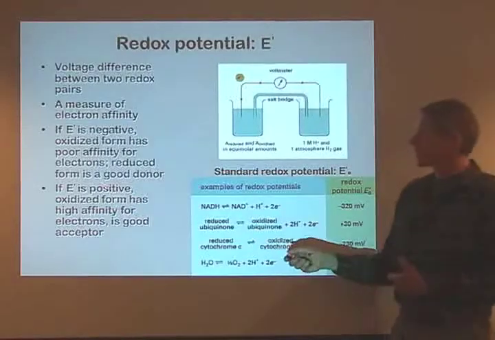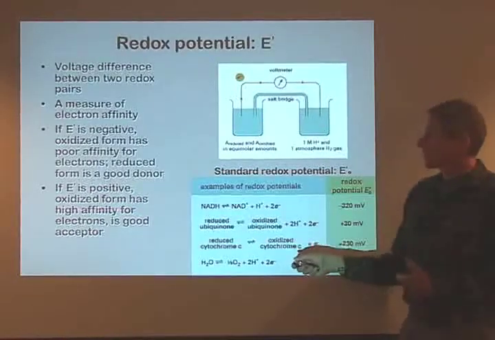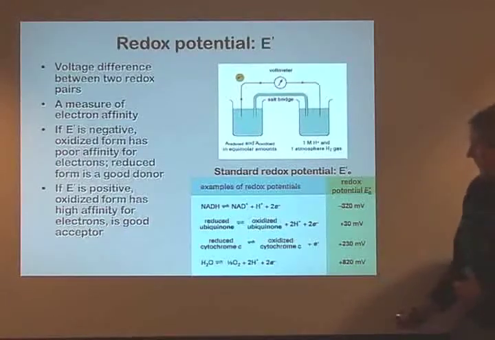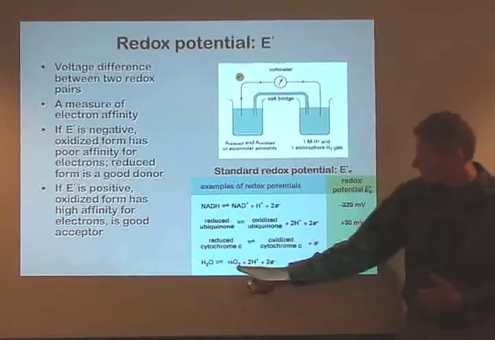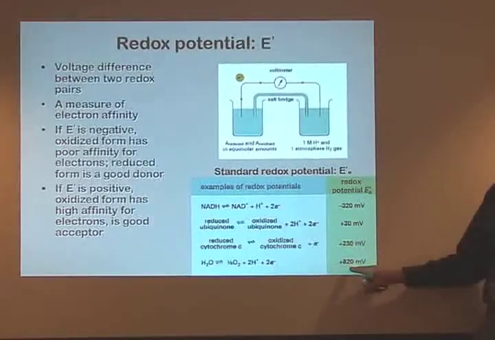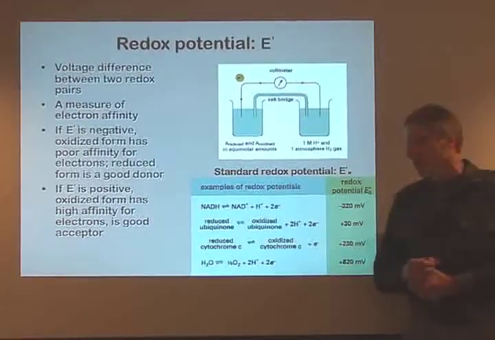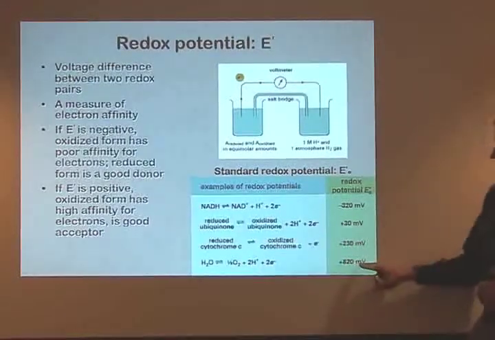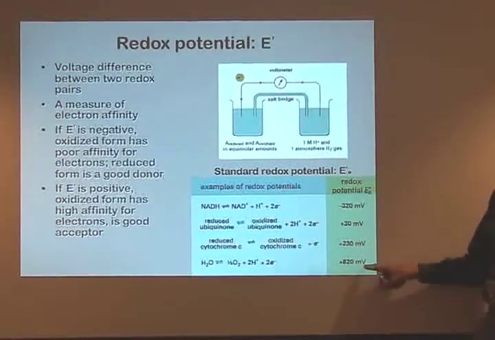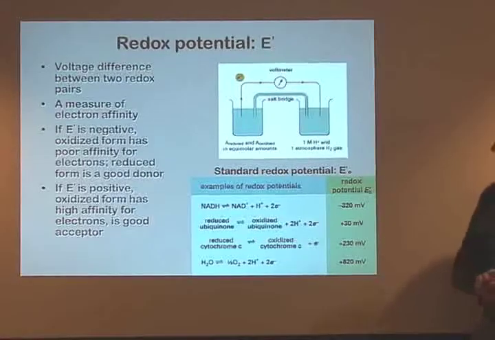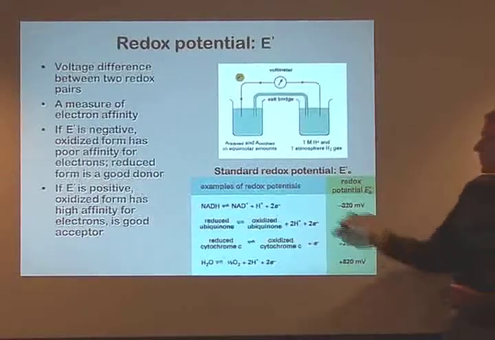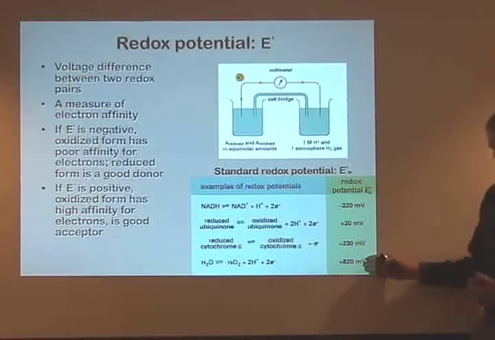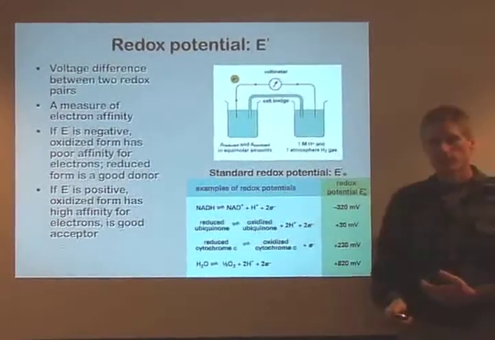If the redox potential is positive, the oxidized form has a high affinity for electrons, or it's a good acceptor. So oxygen is a really good acceptor. Oxygen is hungry for those electrons. So the redox potential for the formation of water from oxygen and hydrogen is positive, highly positive. So basically you go from good electron donors to these intermediates to good electron acceptors.